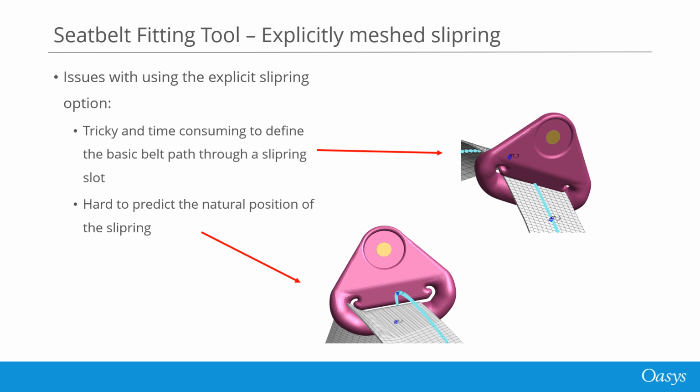However, when using the explicitly meshed slip ring method, it can be a bit tricky and time-consuming to define the basic belt path through the slip ring slot. It can also be hard to predict the natural position of the slip ring, which previously required adjusting the position after an initial fitting and repeating the fitting with the new position. This process might have to be repeated multiple times for optimal results.